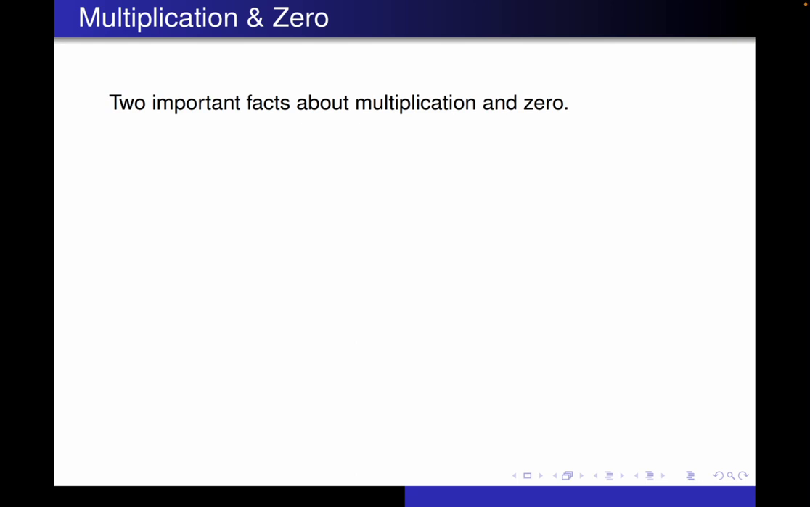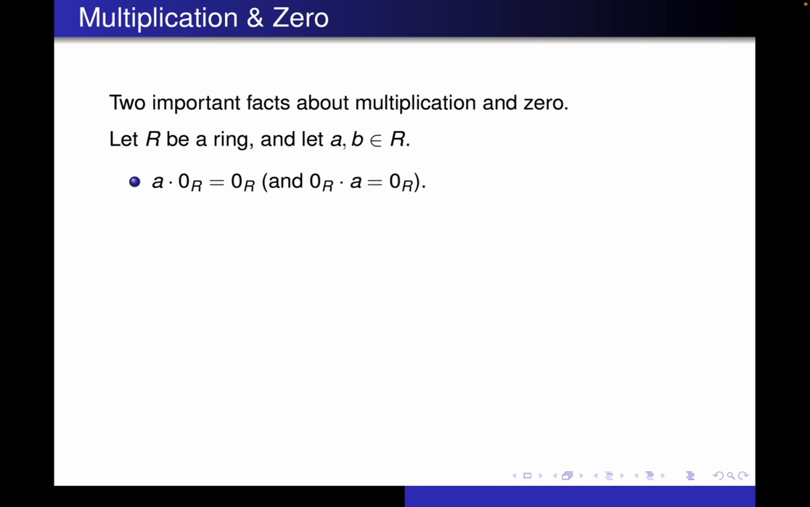There are two important facts about multiplication and zero. If R is a ring and we have two elements A and B in our ring, when we multiply by 0, we get 0. So A times 0 equals 0. And actually, there are two ways that we can multiply by 0. We can multiply by 0 on the left as well. And it happens to work out that 0 times A also equals 0.